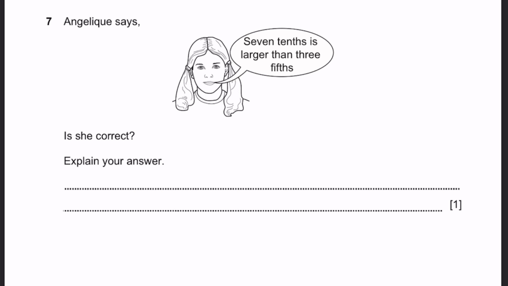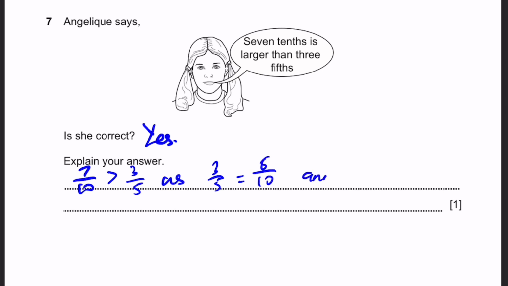Question 7. Angelique says 7/10 is larger than 3/5. Is she correct? Explain your answer. The answer is yes, she is correct. Since 7 by 10 is greater than 3 by 5, as 3 by 5 equals 6 by 10, where you multiply both numerator and denominator by 2. And 7 by 10 is, of course, greater than 6 by 10, since 7 is greater than 6. So that's the answer.